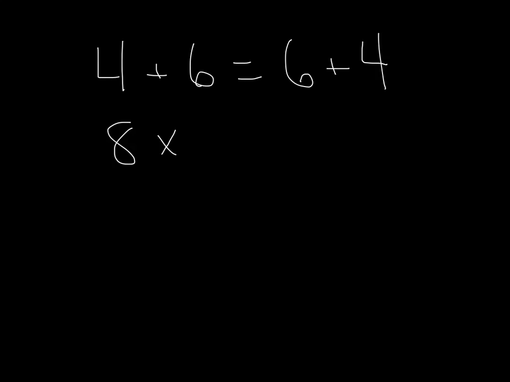In conclusion, we've talked about the commutative property of addition and multiplication. The commutative property of addition states that when you have two addends, if you put them in different order, you still get the same result. And also in multiplication, when you change the order of the factors, you still get the same product.